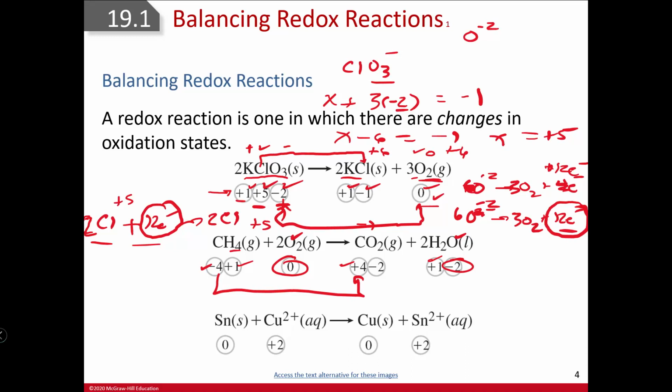Last one here, this is the simplest one. You can see tin solid by itself goes to tin 2 positive. So there's a loss of 2 electrons for tin. Copper 2 positive gains those 2 electrons. It becomes copper solid, which has an oxidation state of 0. And so that's the simplest of those. So again, if that sounds like a lot of gibberish, then you've got to go back and read section 4.4, because we're going to advance beyond that in Gen Chem 2.